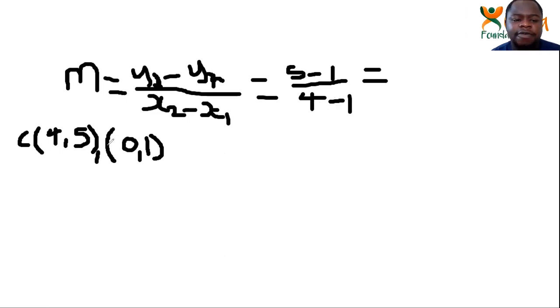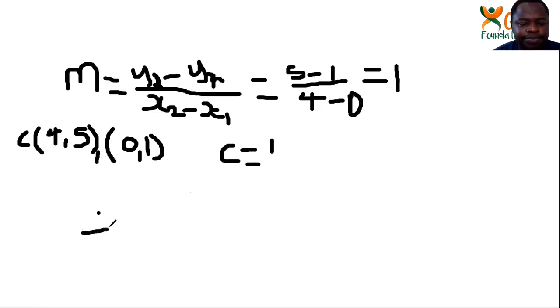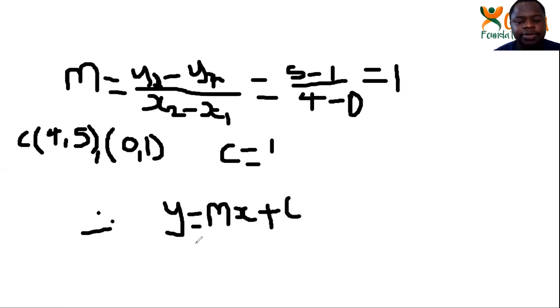And then it will be 4 minus 0, which will be 1. Okay, so now you are also given that C is given there in the graph. Your C is equal to 1. Therefore your y is equal to mx plus c. Then you substitute the values, so your m is 1, so it's 1 times x, plus 1.